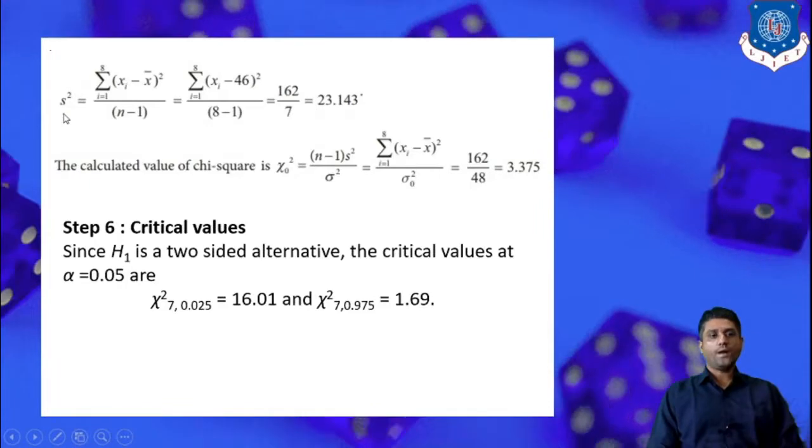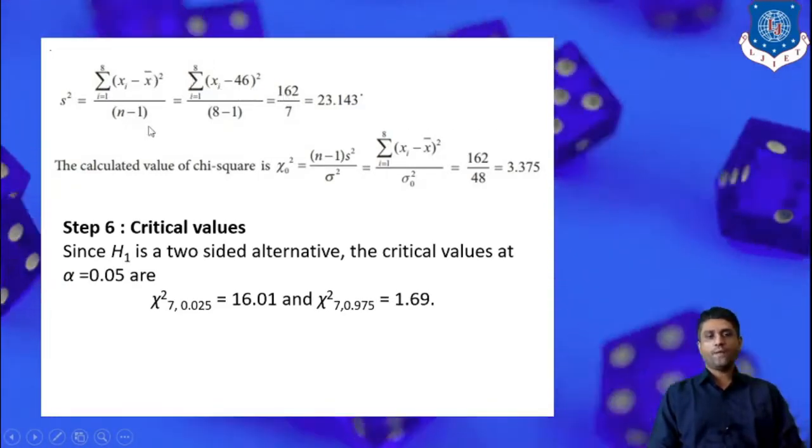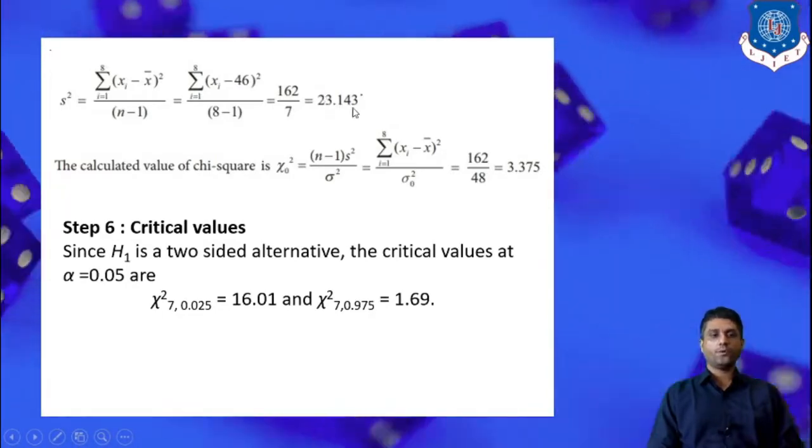So next we have to find out the s square, which is nothing but simply the sum of xi minus x bar square, which we already calculated in our previous slide. So it is 162 divided by n minus 1, but n is 8, so 7. So 162 divided by 7, so s square is approximately 23 point something.